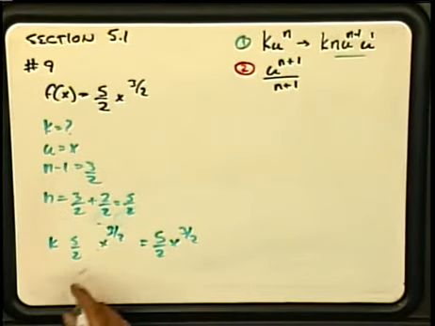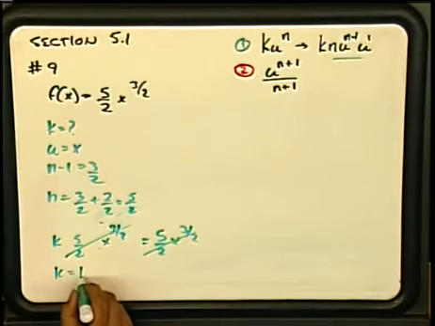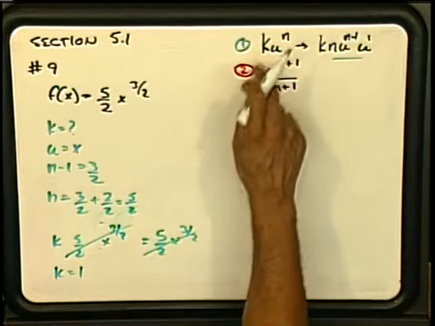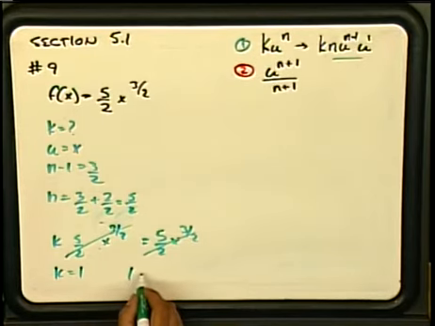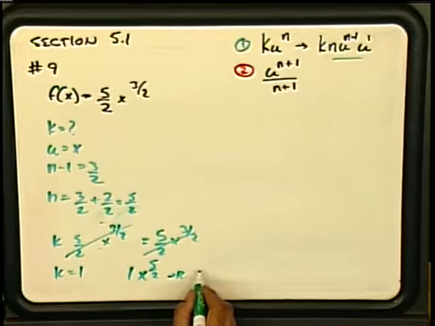Five x to the 3 halves cancels. K equals 1. Rewrite the formula like this. K, U to the 5 halves, or x to the 5 halves.